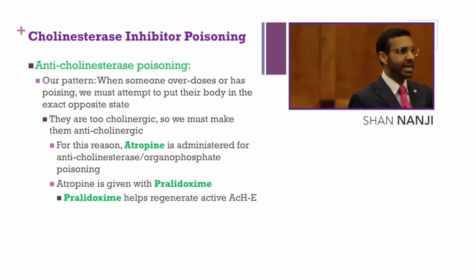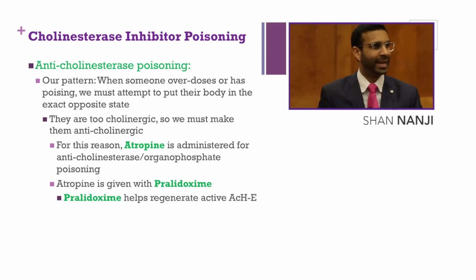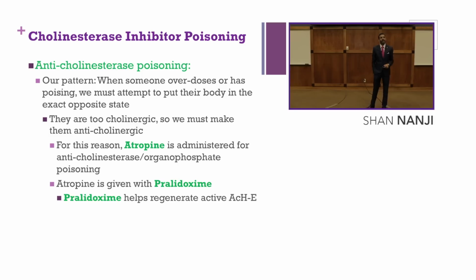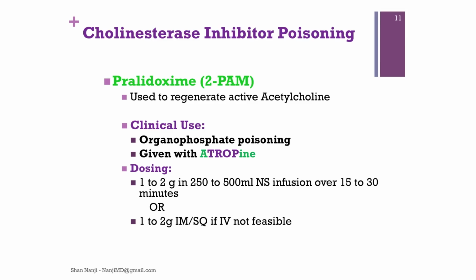Which anticholinergic is given for organophosphate or anticholinesterase poisoning? Atropine. And it's given with pralidoxime, which is known as 2-PAM. It's given with? Pralidoxime. And it's given with pralidoxime, or 2-PAM, because eventually you're going to need acetylcholine, okay? And this is going to help you regenerate that. So we use this drug for organophosphate poisoning, and it's given with atropine, which is an anticholinergic.